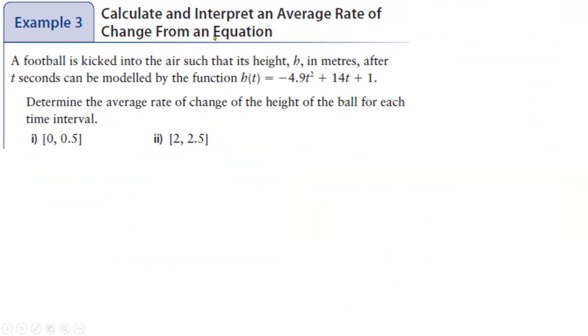So this time we are given an equation, which gives the height of a football that is kicked into the air in terms of the time t in seconds. Determine the average rate of change of the height of the ball for each time interval. First, from 0 to 0.5, then from 2 to 2.5. Okay, again, I'll give you 5 minutes to think about this question, and then we'll have a look at the solutions together, okay?